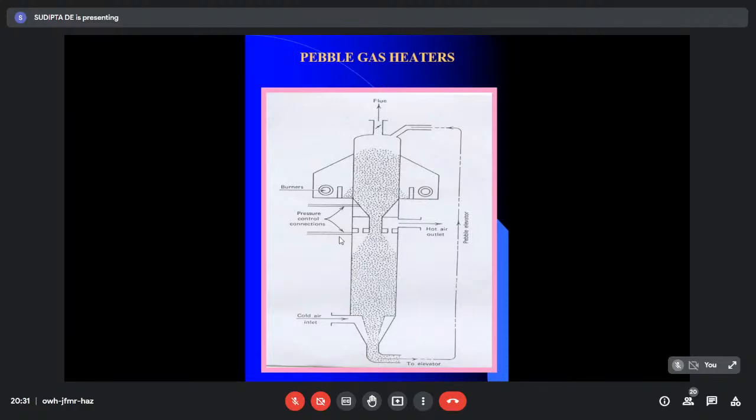Okay, so the operational principle we have explained. Now the only thing left is what should be the properties of the material that is suitable for making the pebbles. Any input from common sense? It should have high heat transfer coefficient. That is one.